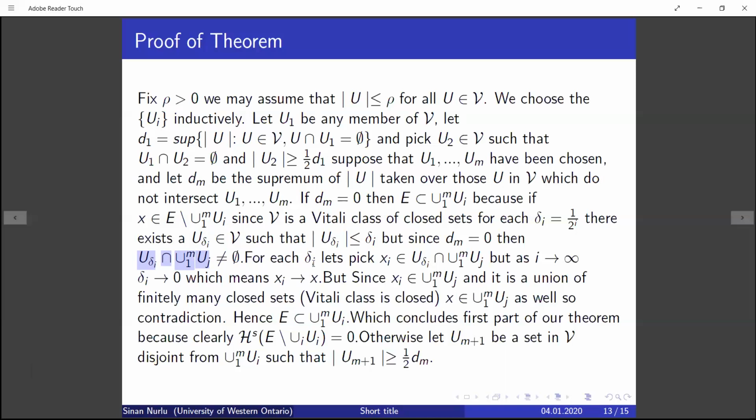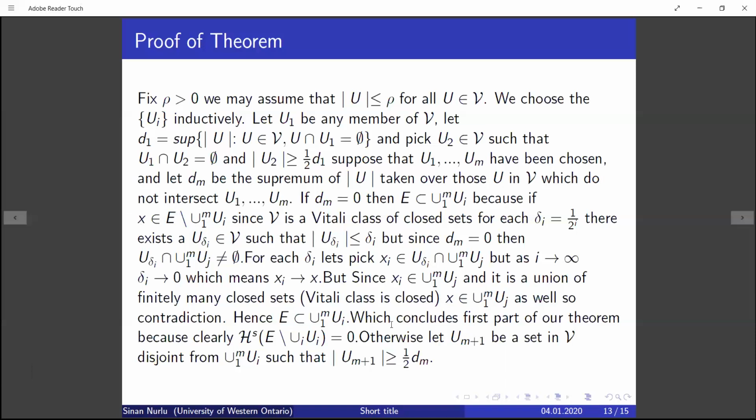So we can pick an xi in each intersection, for each I. But as i goes to infinity, delta i goes to 0. But each U delta I also contains X. So as delta I goes to 0, xi's go to X. But since these xi's are in the intersection, they're also in our union. But our union is closed. It's a finite union of closed sets, so it's a closed set. But it means if xi's converge to an X, which they do, then X must be in the union as well, because closed sets include all of their limit points. So X must be in our union. That is a contradiction, because we first assumed that X is in E minus the union. So such an X does not exist.